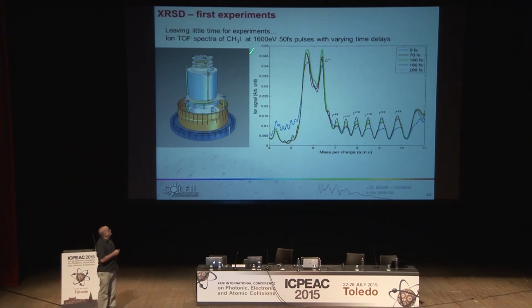And we again turned to methyl iodide, in this case at 1600 eV with 50 femtosecond pulses. And just with a normal time of flight ion spectrometer, we didn't have the time to put in this nice delay line anode so that we could see the momenta of the particles in this commissioning period.